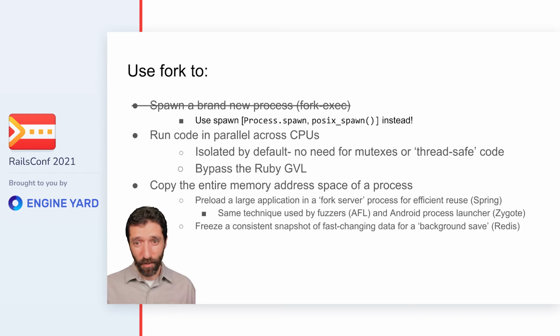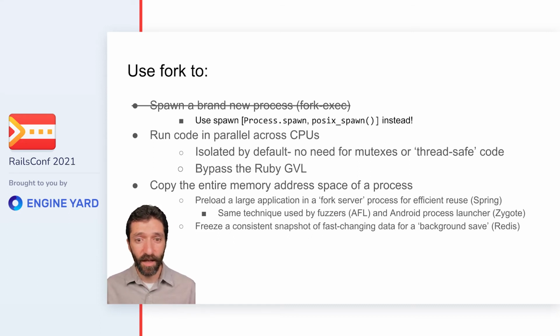So besides launching a new process, the next general use case of fork is to run code in parallel across CPUs. This model is great when you want to run code that's fully isolated by default, since there's no need for mutexes or generally any thread-safe code. And it's particularly important for Ruby because it lets you bypass the GVL, which gives it a great advantage versus running threads concurrently.